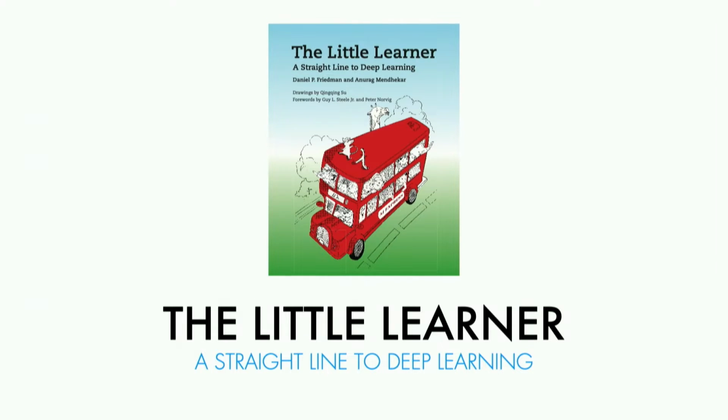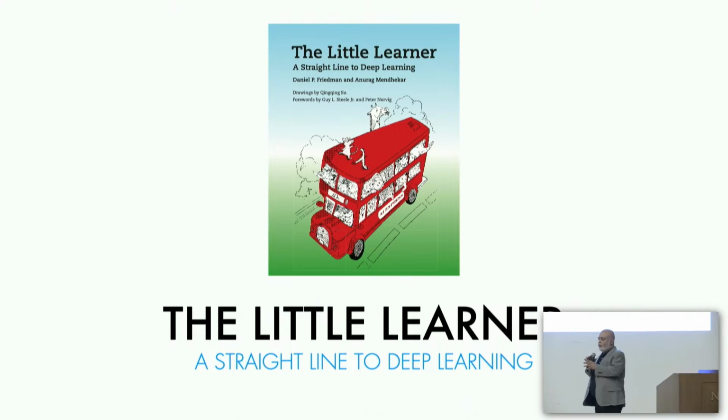This is the book. It's called The Little Learner, and its subtitle is A Straight Line to Deep Learning. Now, Dan asked me to remind everybody that this book owes its existence to Matthias Felleisen, because Matthias was the first person to take the ideas from the Little Lisper, which was 1976, and bring that into the modern age with Scheme and everything else. A little bit earlier, 71? 71, yes. Okay, so thank you, Matthias.